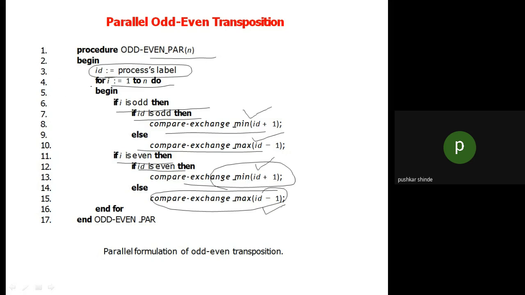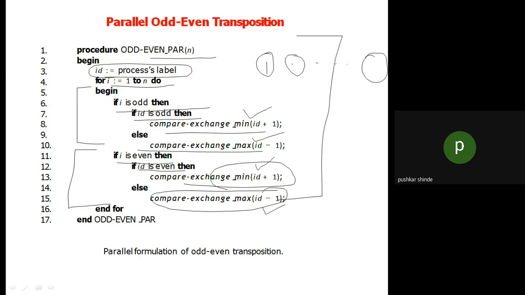So it will be done for odd indexed processors and even indexed processors. This is how it will work on a parallel platform. Each processor will handle one number. There are n numbers, so there will be n processors, processor 1, 2 to n. Consecutive processors will do the compare and exchange operation. Minimum will be with the left processor, maximum will be with the right processor.